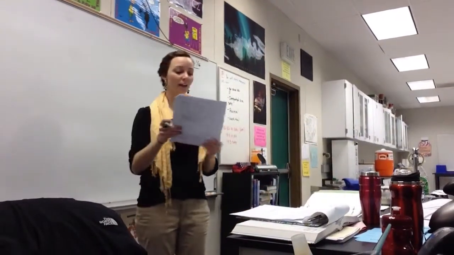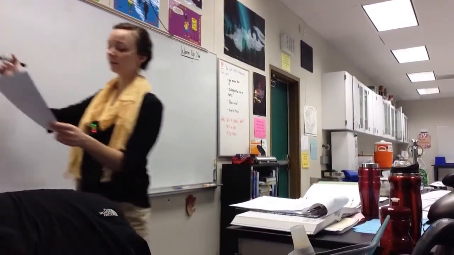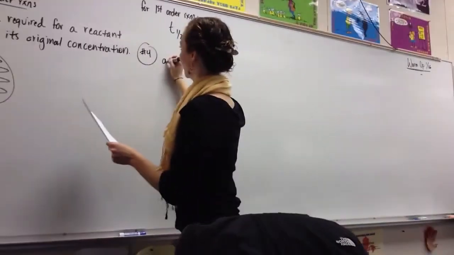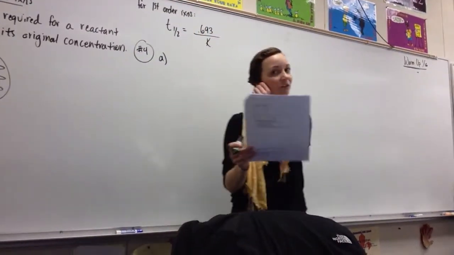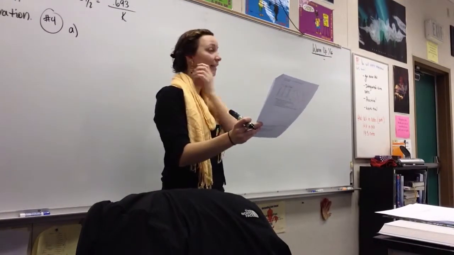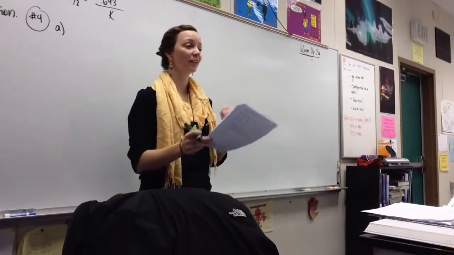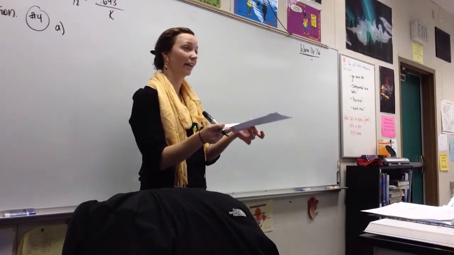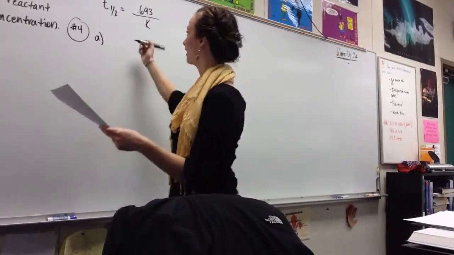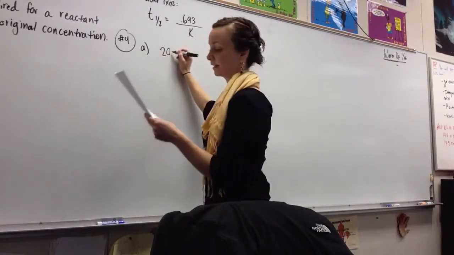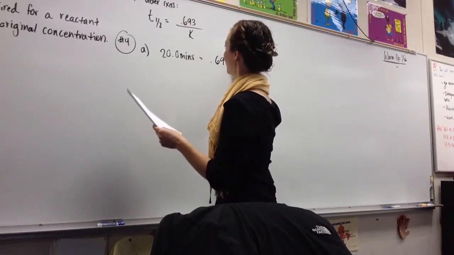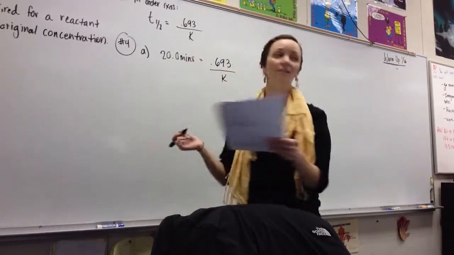So in that case, let's take a look at the example that we have. If this is our formula, looking at number 4 on our sheet that was handed out. Number 4A, we're talking about a reaction that has a half-life of 20 minutes, and it's asking us to calculate K for this reaction. Take this as a note, guys: you can calculate the K of a reaction simply from its half-life. In this case, our half-life is 20 minutes, and that's going to be 0.693 over K. And so you just solve for K.